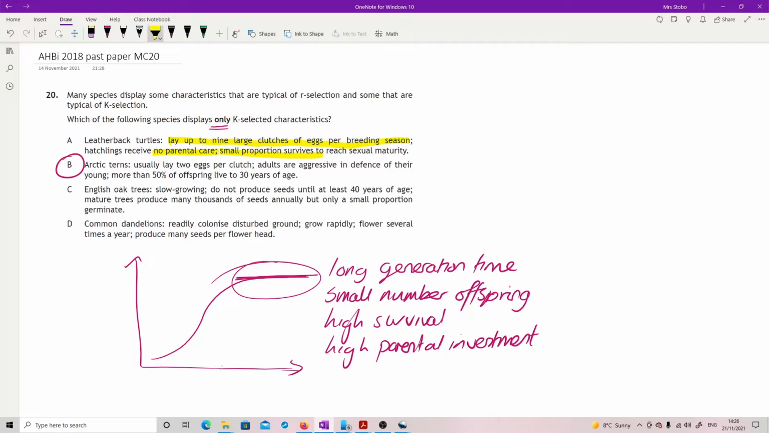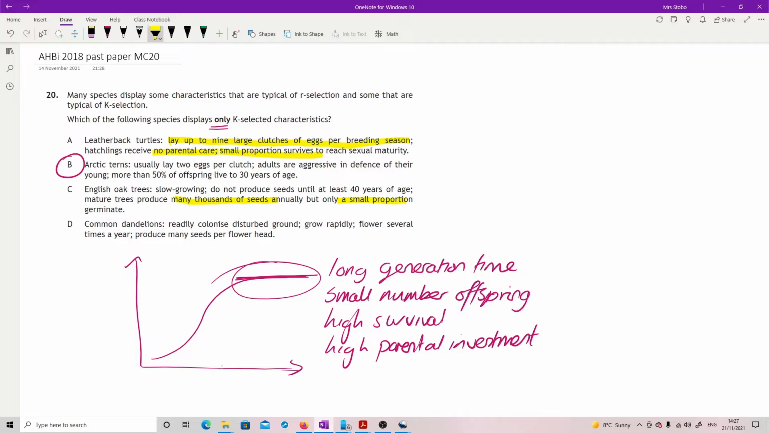English oak trees, slow growing, so that's okay. Do not produce seeds until at least 40 years of age. That's a long generation time and a late onset of maturity. Fair enough. Mature seed trees produce many thousands of seeds, forget that, and only a small proportion survive. So that's why that one's out.